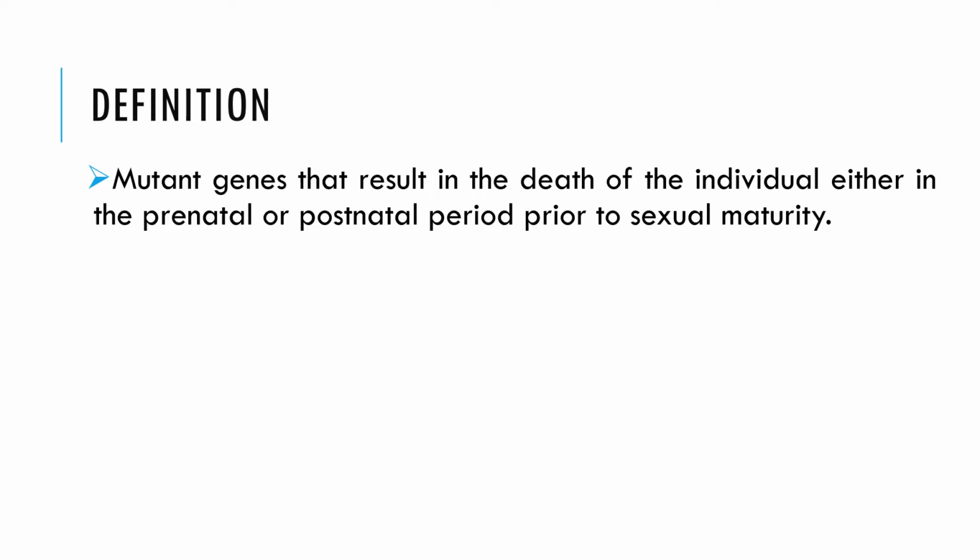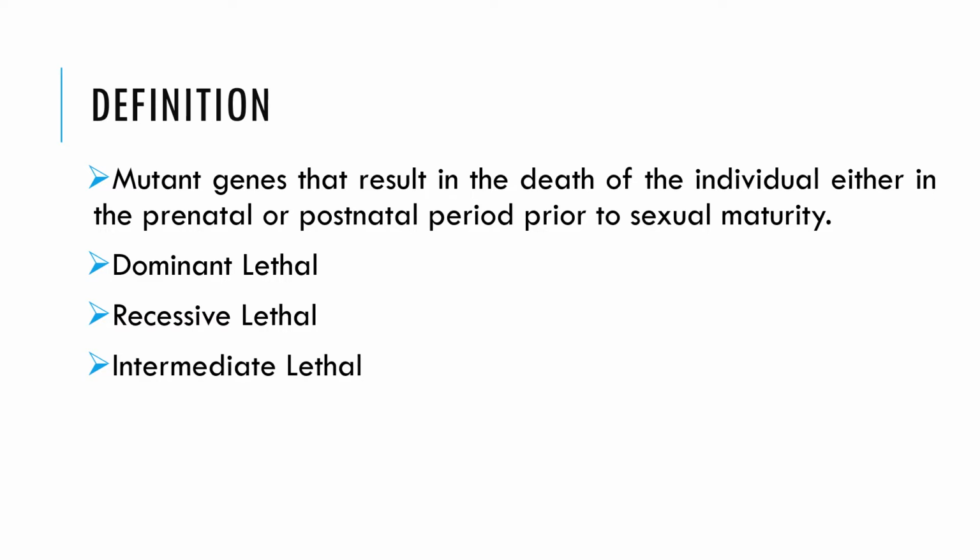Now there are different types of lethal genes depending upon the types of alleles we see. So we have dominant lethal, we have recessive lethal, and we have intermediate lethal, also called sublethal or semi-lethal genes. We are going to discuss these different types of lethal genes and lethal alleles one by one. So the first one is dominant lethal.